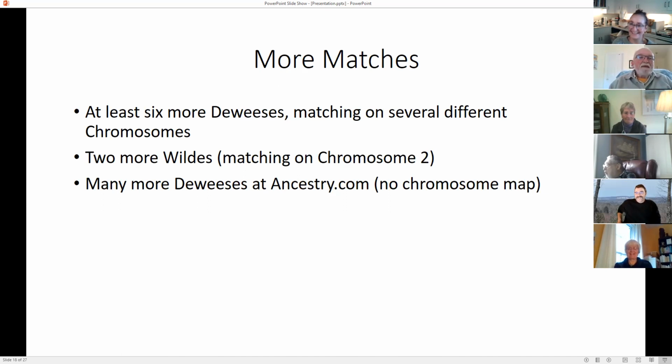Thanks, Sharon. So since then, I've continued to search and I have found a bunch more matches. I have at least 6 more DeWeese matches, and they match in various different chromosomes, depending on how far back. These matches go back to well into the 1700s with some of the original immigrants. On the DeWeese side, they were from Sweden. I think the Wilds were from Holland, if I remember which one was which. I found a couple more in the Wild line, again matching on chromosome 2.